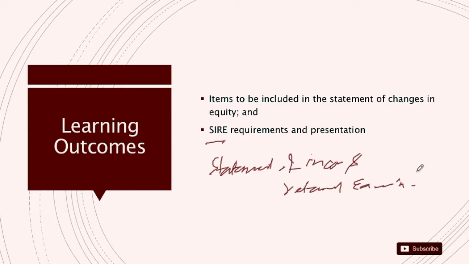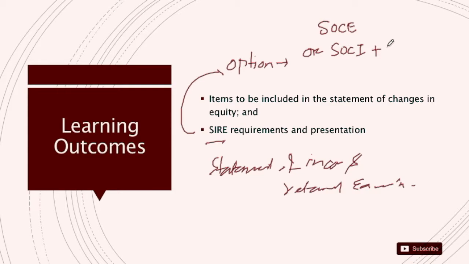So let me tell you one more thing. SIRE preparation is just an option for the entity. Either they can choose to prepare the statement of changes in equity, or they can prepare the statement of comprehensive income plus the statement of changes in equity combination, which comes to be the statement of income and retained earnings. So it's merely an extension of the statement of changes in equity plus the statement of comprehensive income.